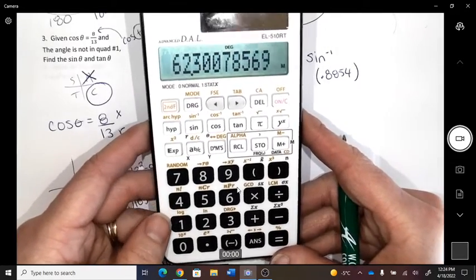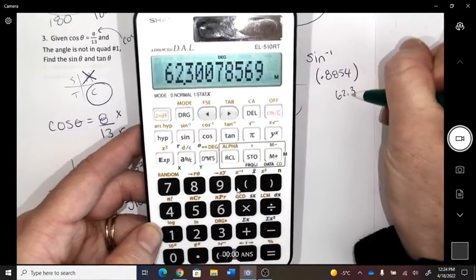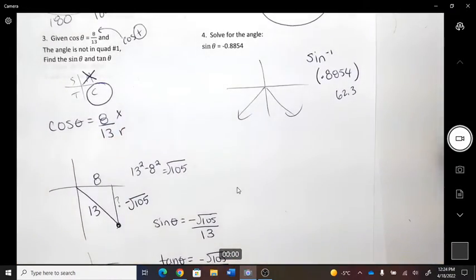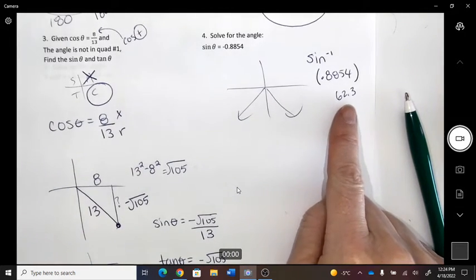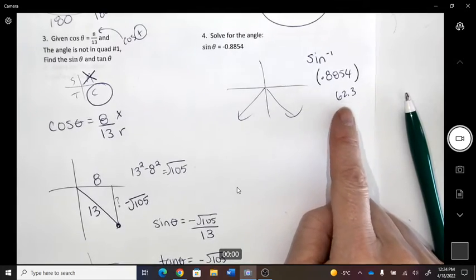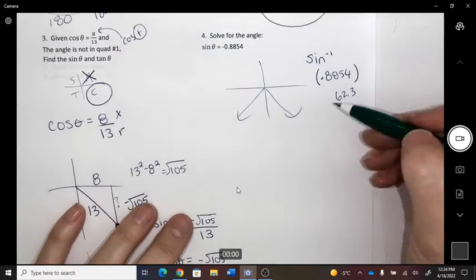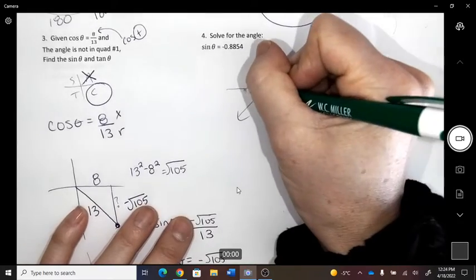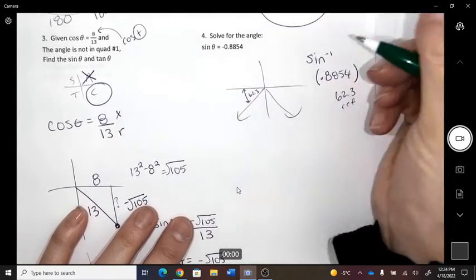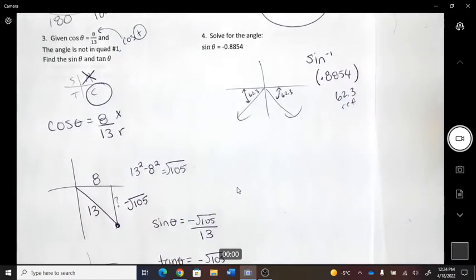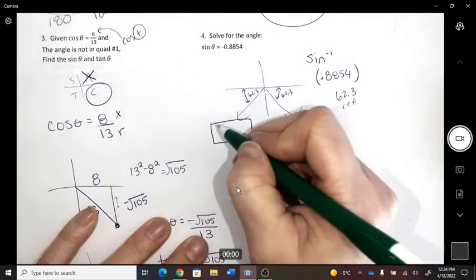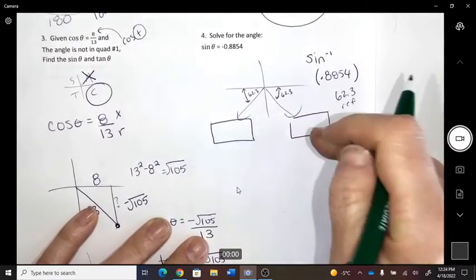So 62.3. Okay, now all this number is representing is the reference. It's the reference angle. So that's all it's told me. It's telling me how far of a distance off the axis. So what is this actual amount?